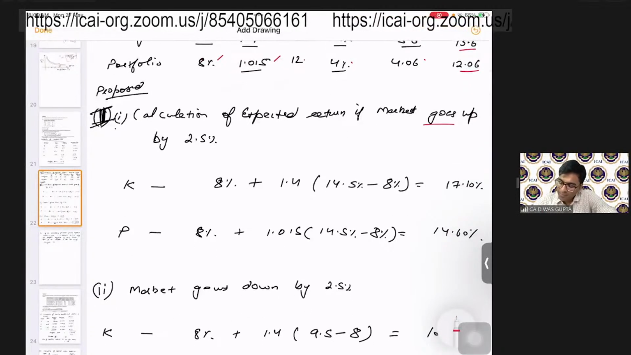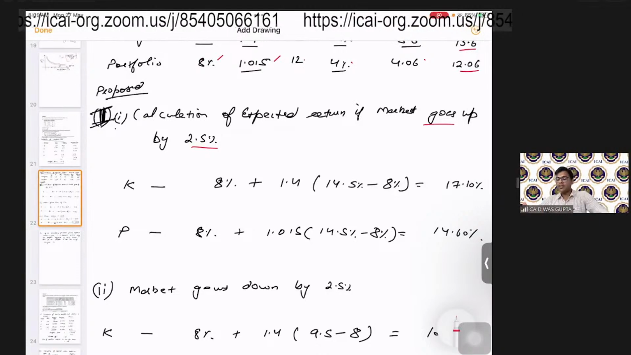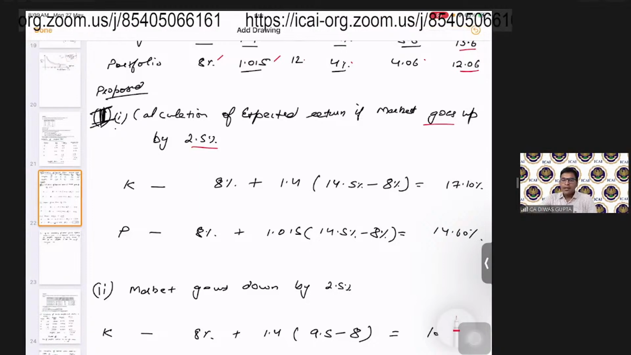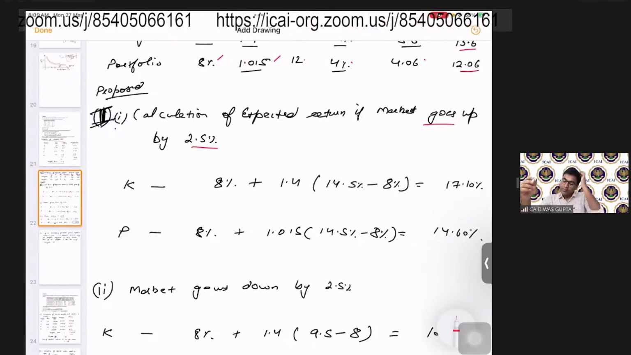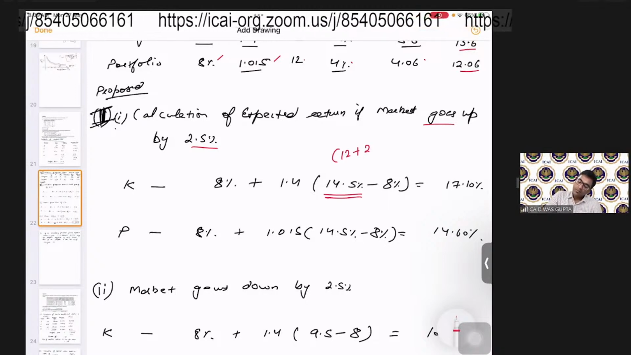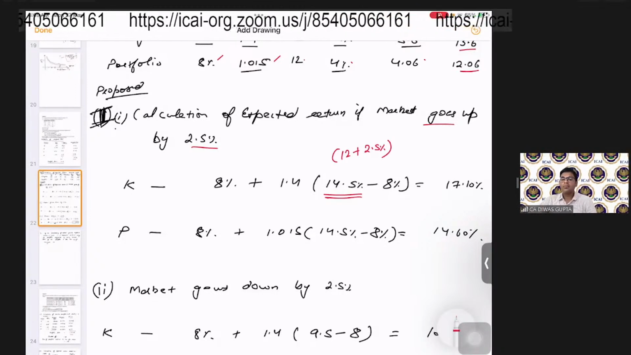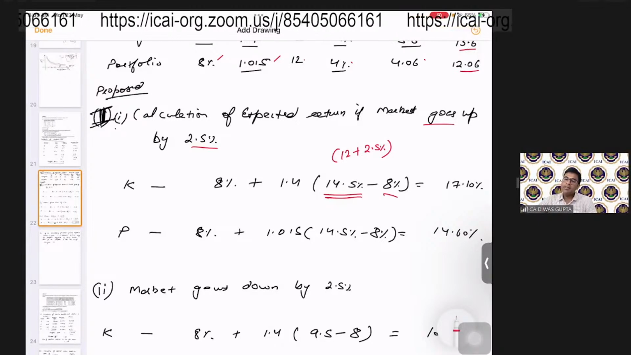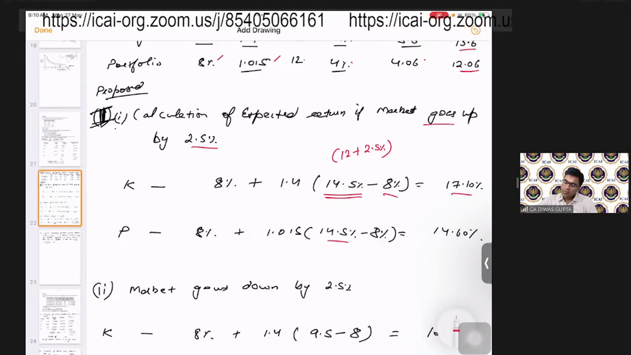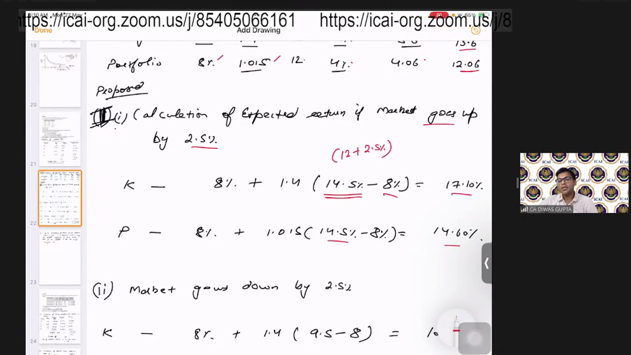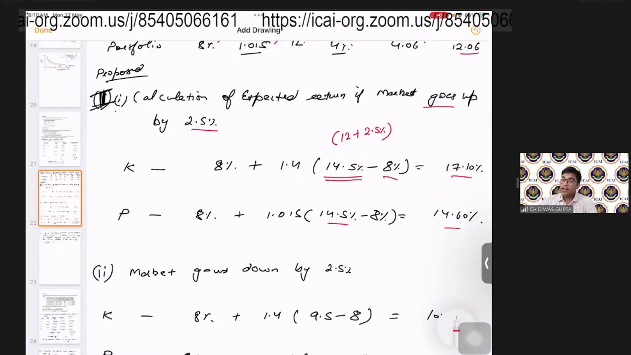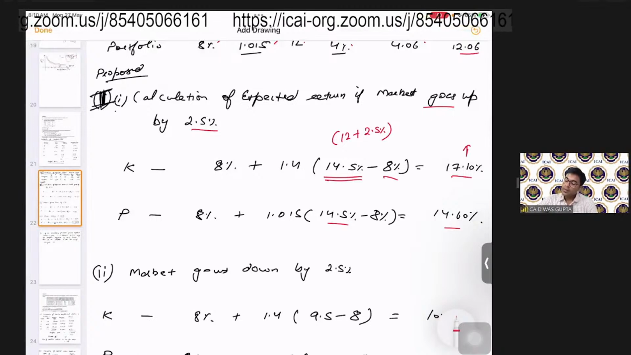if the market goes up by 2.5%, students, then what we will have to do? For Kanakya, earlier 12% was there. Sorry, now it will become 14.5%, students. Minus 8, this becomes 17.10. Similarly, for portfolio, this becomes 14.60, students. Okay, so if you see, with a 2.5% increase, Kanakya has increased more compared to the portfolio.